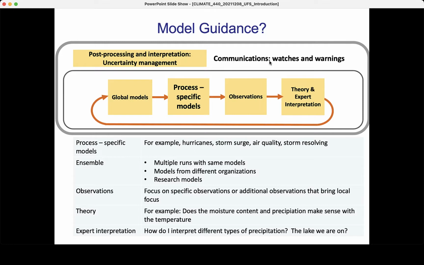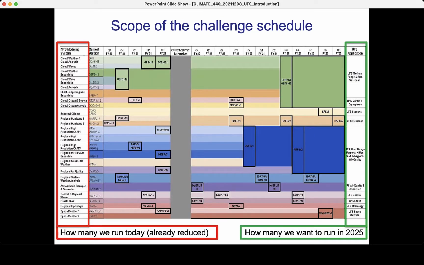After this, we get the communications, the forecasts, and the watches and the warnings. So this is how model guidance fits into that system. A little bit of a change here. What is the scope of the challenge that the UFS is facing?